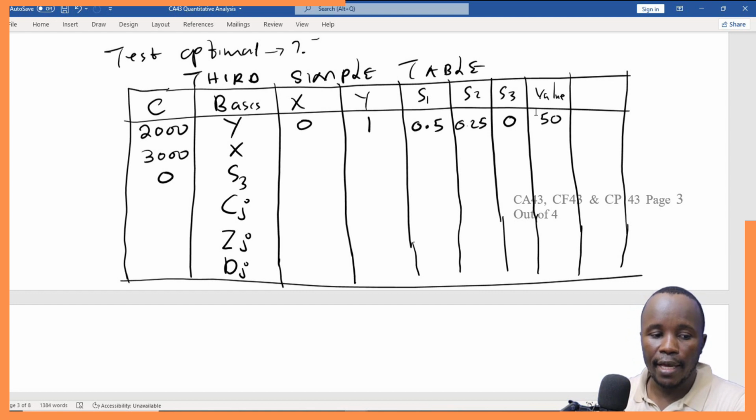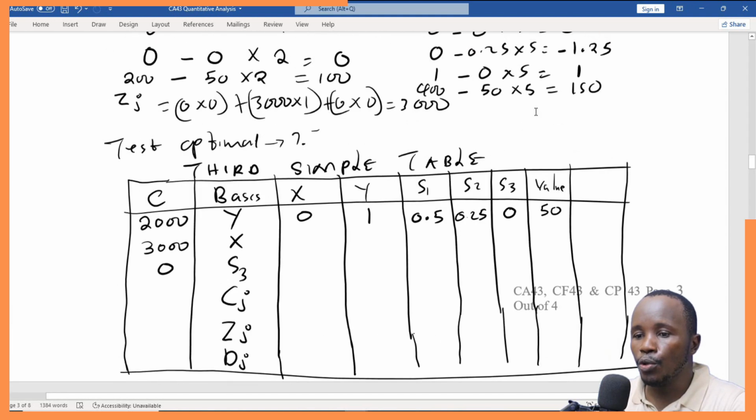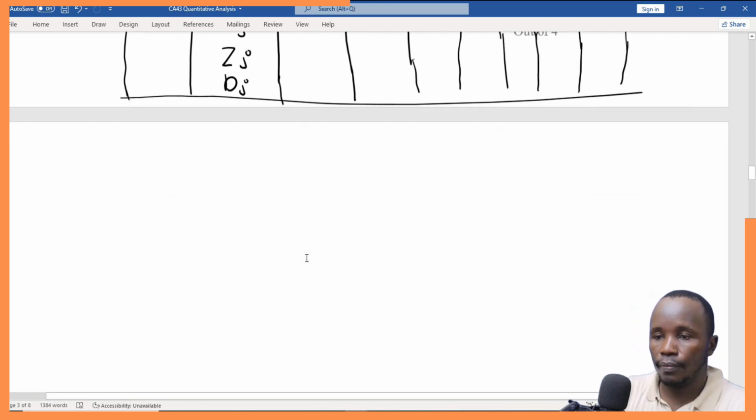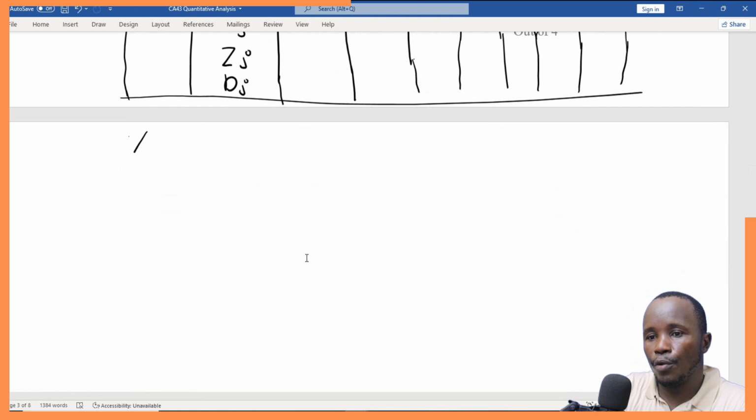100 divided by that, you get 50. Now, we need to fill the X row. How do we go about the X row? I mentioned that you need to have the old row elements minus new row elements multiplied by the balancing figure.